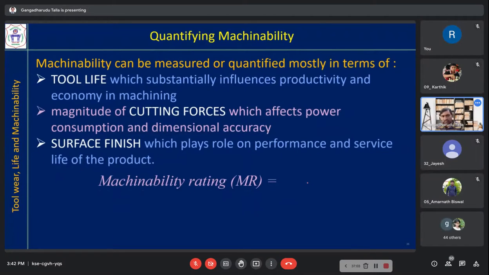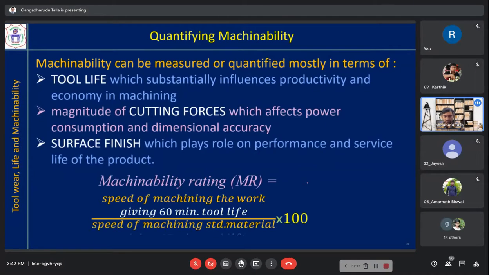So finally, you can define machinability as this. Machinability rating, in short MR, is defined as the speed of machining the work, giving 60-minute tool life, divided by the speed of machining the standard material, giving 60-minute tool life, into 100. Understand?